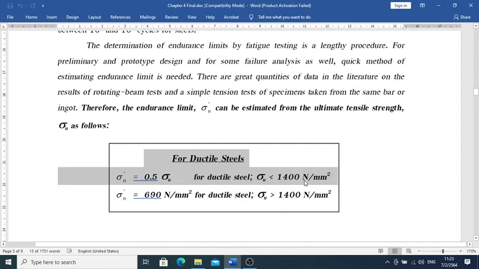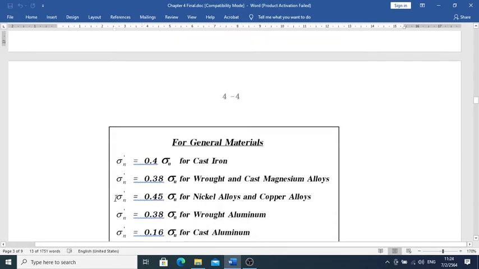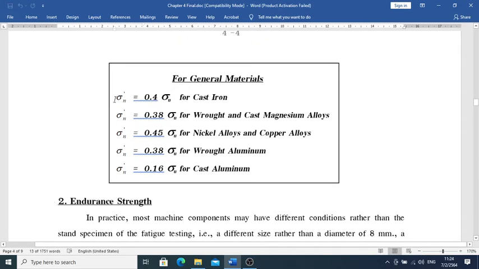If sigma u is less than 1,400, sigma n prime is 0.5 sigma u; if it's greater than 1,400, sigma n prime is going to be 690 MPa. For cast iron, we're going to use sigma n prime as 0.4 sigma u respectively. For the magnesium alloy, 0.38 sigma u. For aluminum, it's going to be 0.16, for wrought aluminums 0.38, and for nickel alloy and copper alloy, 0.45 respectively.